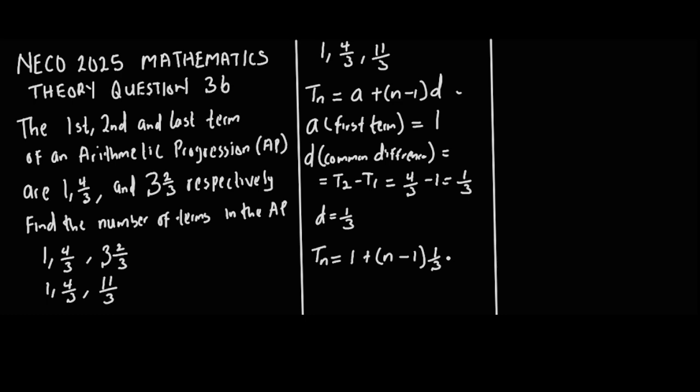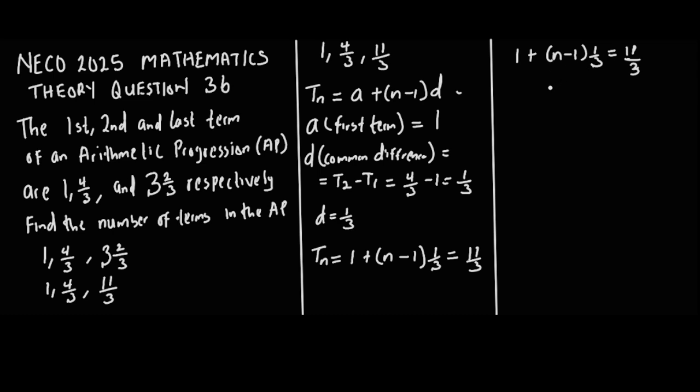If you agree with me, we can also equate it to 11 over 3, meaning that we can have it as 1 plus n minus 1, 1 over 3 equals 11 over 3. Why do I equate it to 11 over 3? I equated it to 11 over 3 because we want to find the number of terms, and this 11 over 3 is the last term in this AP. So by the time we substitute all these values and equate to 11 over 3, it will help us calculate our n. So n is going to be the number of terms.